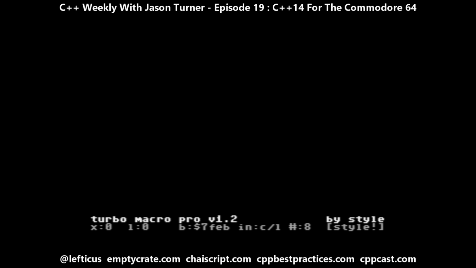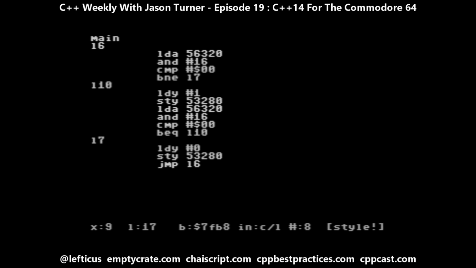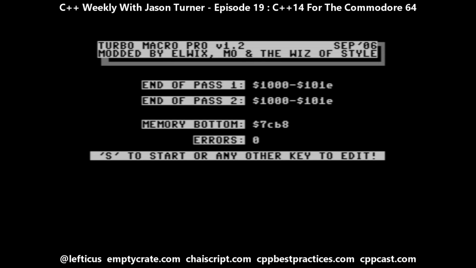And now we have our Commodore 64 emulator with Turbo Assembler running. And we are going to paste in those assembly instructions that we just compiled from C++14 and then did a reassembly of them from x86 assembly to 6502 assembly. And we are going to assemble this. And then we're going to start the program.